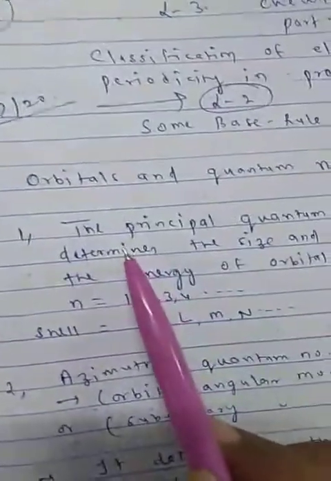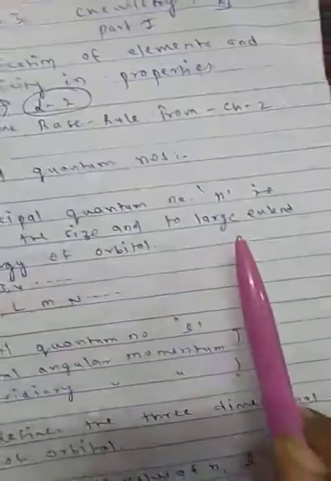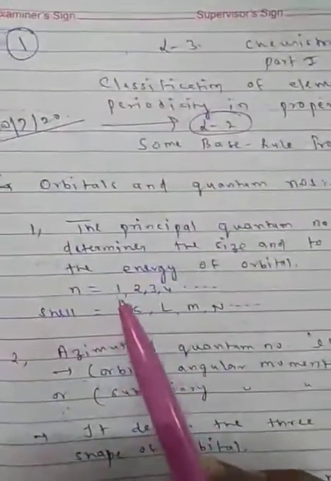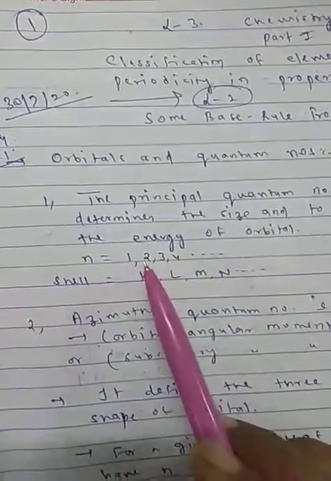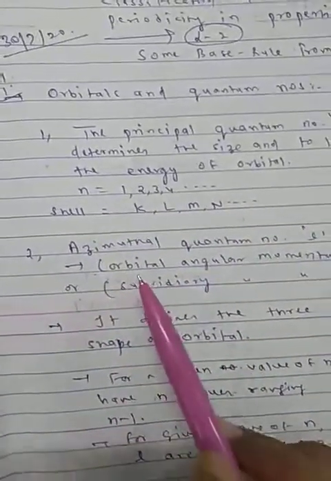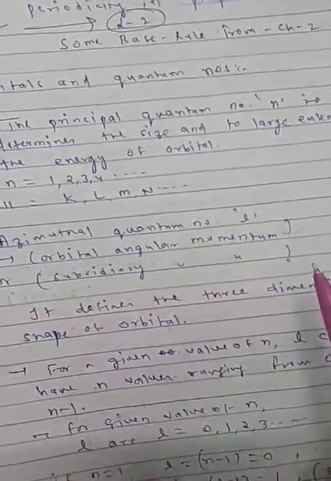There are 4 quantum numbers. The principal quantum number n determines the size and to a large extent the energy of the orbital. n means principal quantum number. If n is equal to 1, 2, 3, 4, then they have the shells K, L, M and N. Second, the azimuthal quantum number l, also called the orbital angular momentum or subsidiary quantum number.